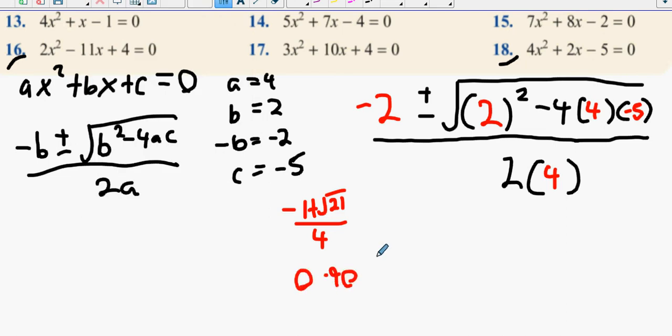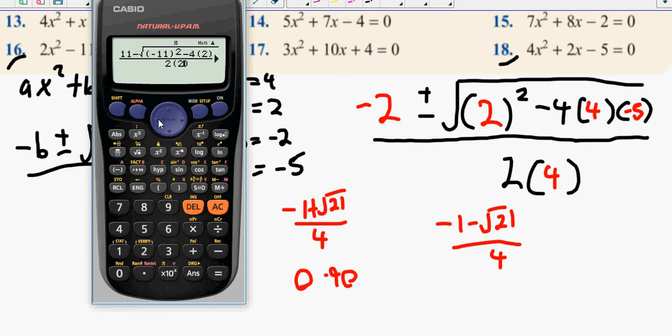I already know the other answer is going to be minus 1 minus root 21 over 4. Okay guys, look again. Go up and change it to a minus. Oh sorry, that was the minus answer, was it? No. Oh, I see what I did there. Sorry guys, I had to start from scratch. Minus 2 minus root 2 squared minus bracket 4 bracket minus 5 all over 2 times 4.